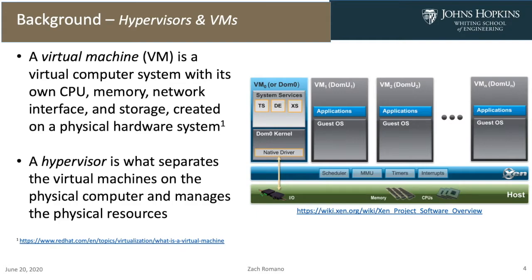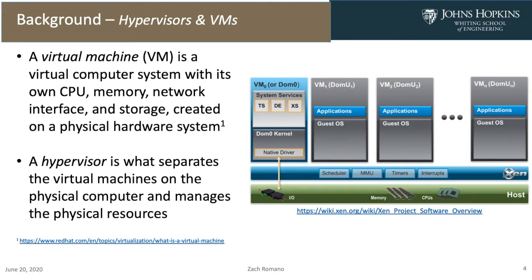So in order to understand this paper, you will need to have some background knowledge on hypervisors and VMs. I will quickly review them here, but we definitely assume that you have some prior interaction with them. A virtual machine is a virtual computer system with its own CPU, memory, network interface, and storage created on a physical hardware system. If we look at this picture on the right, we can see that our physical computer is down here, and there are numerous virtual machines running on top of it. If you think about a cloud provider, they have very strong physical machines. This host is a very powerful computer, and it's capable of running numerous virtual machines on top of it.